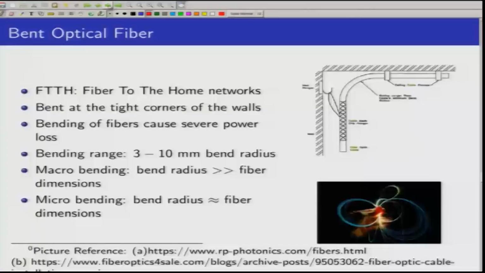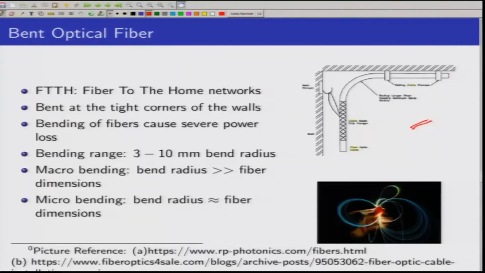Now, let us take one scenario that we have discussed, that is the bending of the fiber, and observe how the mode pattern looks like and what happens to the effective index of these modes. Before that, let us discuss what bending is and where it happens. In FTTH networks, that is fiber to the home networks, optical fibers are installed into our homes, offices and institutes in the form of optical fiber cables, and these cables are bent at the tight corners of the wall, as you can see in the figure here.